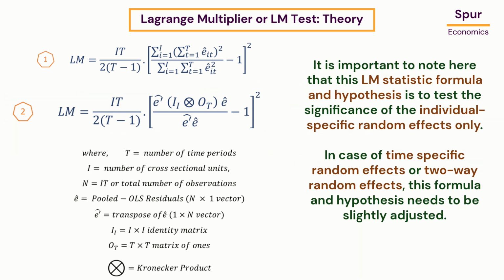It is important to note here that this LM statistic formula and hypothesis is to test the significance of the individual specific random effects only. In case of time-specific random effects or two-way random effects, this formula and hypothesis needs to be slightly adjusted.